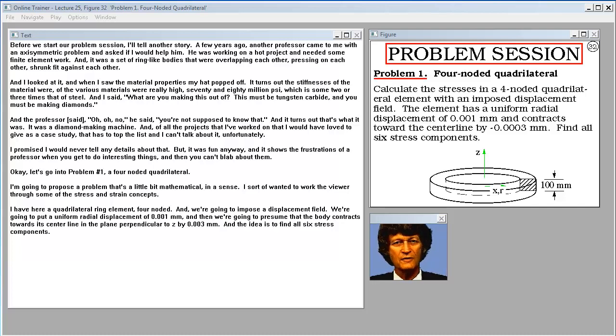and it turns out the stiffnesses of the material were really high, 70 and 80 million psi, which is some two or three times that of steel. And I said, "What are you making this out of? This must be tungsten carbide, and you must be making diamonds." And the professor said, "Oh, no, you're not supposed to know that." And it turns out that's what it was. It was a diamond making machine.